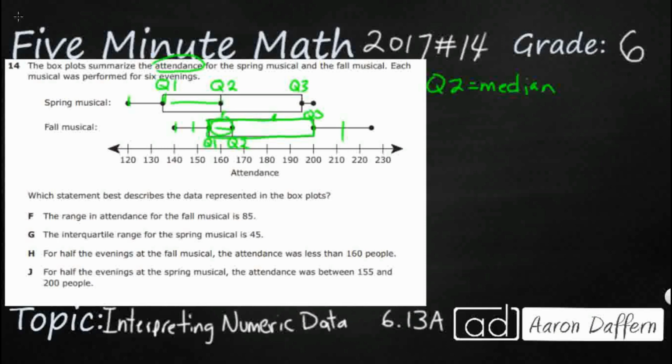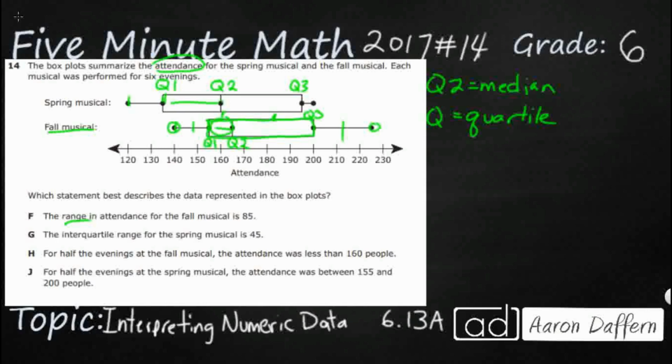All right, so now that we know how to read these box plots a little bit, let me just put quartile 2 is the median, and I'll just say Q equals quartile. So you might say quartile 1, quartile 2, quartile 3. They're kind of like benchmarks or stopping points. So the range in attendance for the fall musical is 85. So range is simply the lowest number and the greatest number and subtracting the 2.